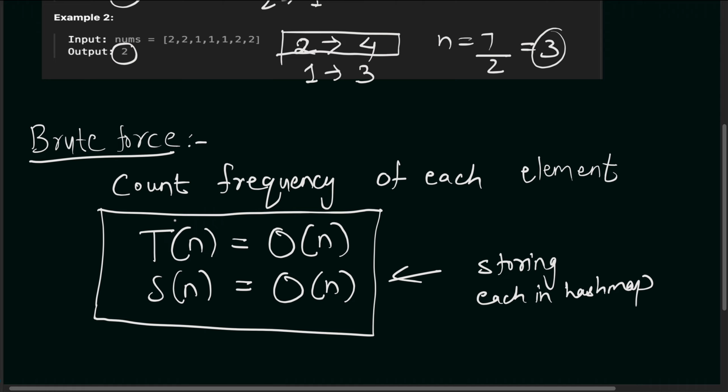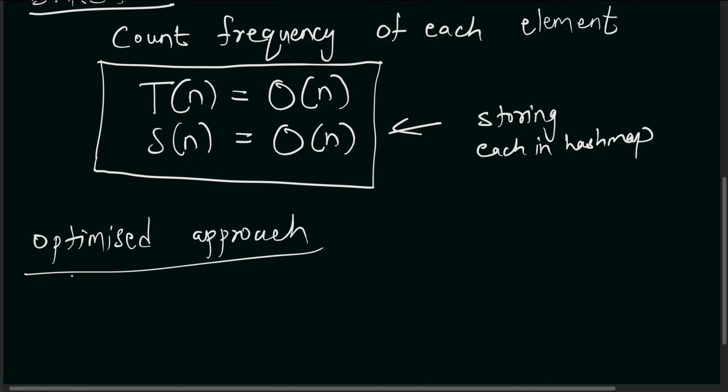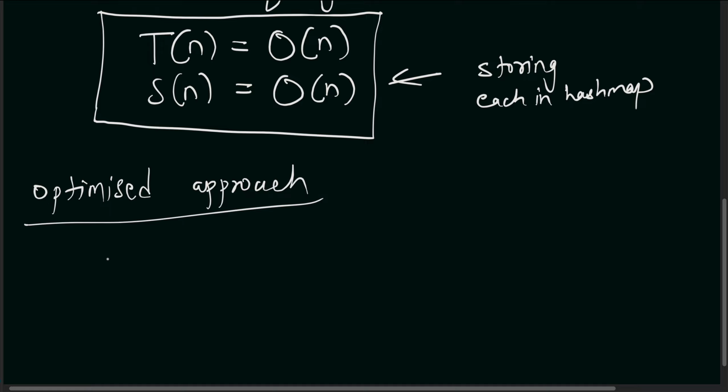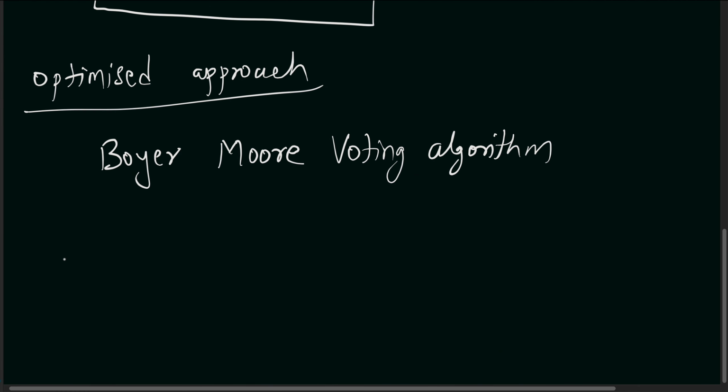Can there be an optimized approach? Yes, there is an optimized approach. Let's talk about the optimized approach. This is a very important algorithm. This optimized approach is also called the Boyer-Moore voting algorithm, right? What is this algorithm? Let's talk about this algorithm via an example.